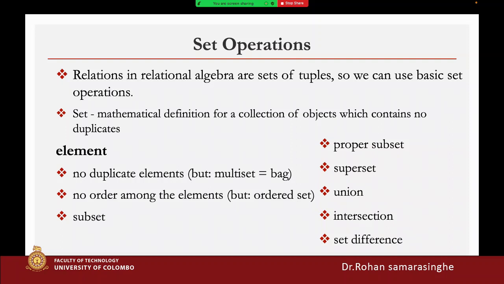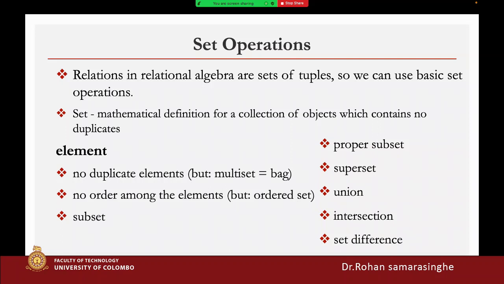But when we refine the schemas, we have to consider this. Elements, no duplicate elements; multisets equal bags; and no order among the elements. But you can find some ordered sets, and also subsets. And proper subsets, supersets, union, intersection, set difference, and Cartesian product we can also find.